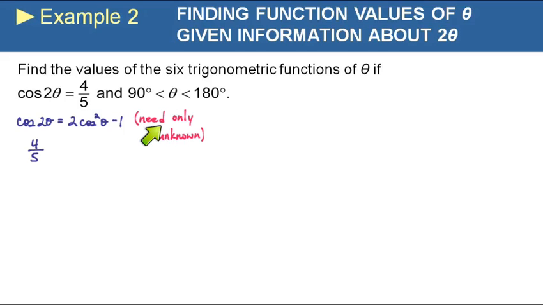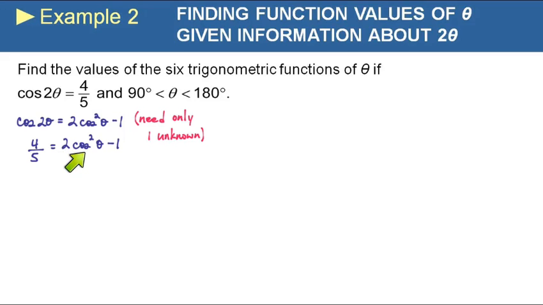And, oh, by the way, the reason I chose this identity instead of cosine squared minus sine squared is because I only need to have one unknown at a time. If you have two unknowns at a time, it's very difficult to solve. It's impossible. So I chose one where I only had one thing unknown. So now we've got cosine of 2 theta equals 4/5, and that's equal to 2 cosine squared theta minus 1.